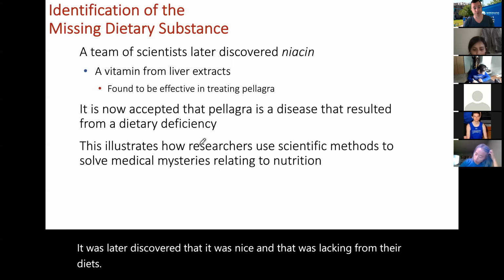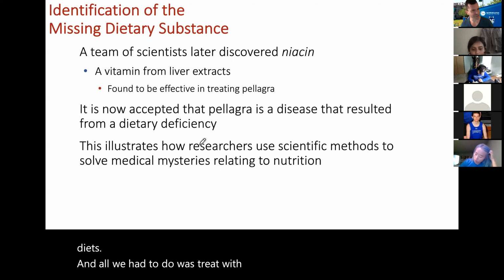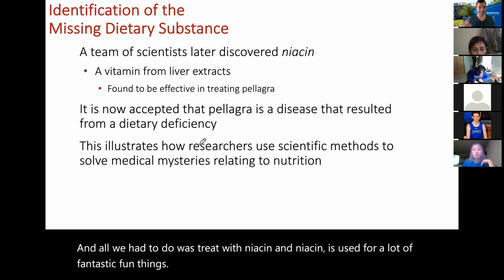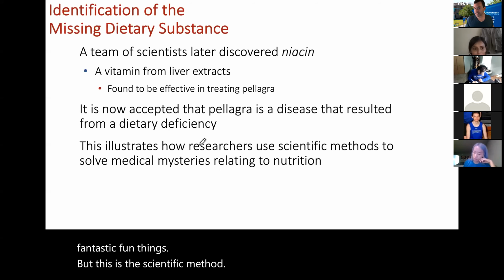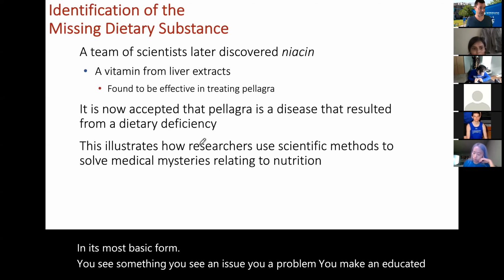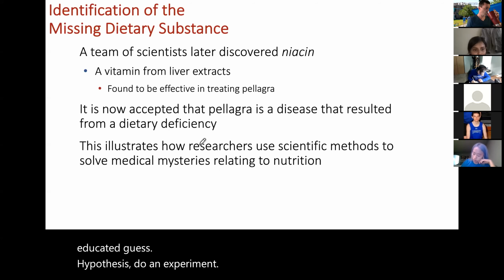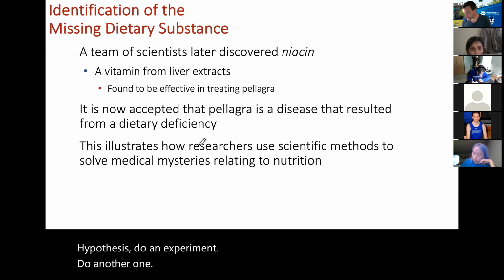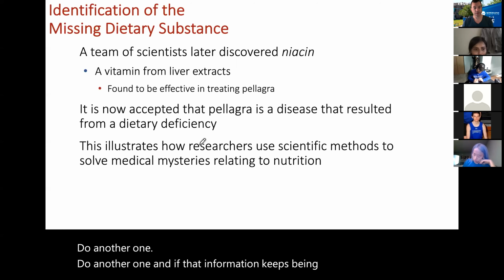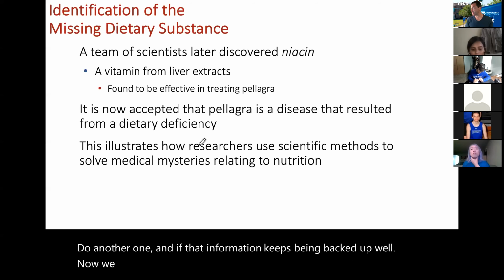And all we had to do was treat with niacin, and niacin is used for a lot of fantastic, fun things. But this is the scientific method in its most basic form. You see something, you see an issue, you see a problem, you make an educated guess, a hypothesis, do an experiment, do another one, do another one. And if that information keeps being backed up, well, now we have solid concrete evidence that there is a this for this causation.